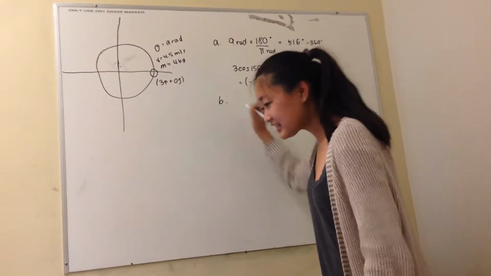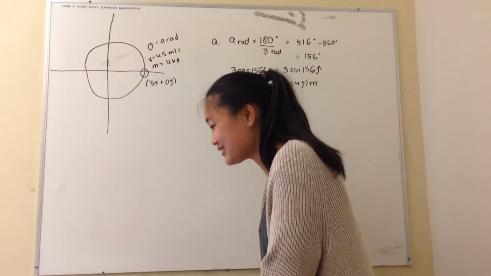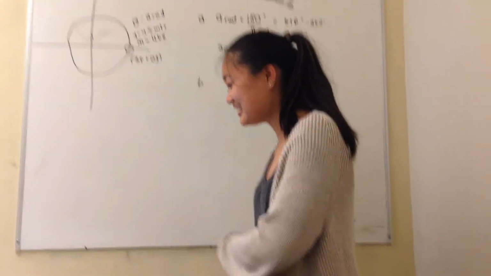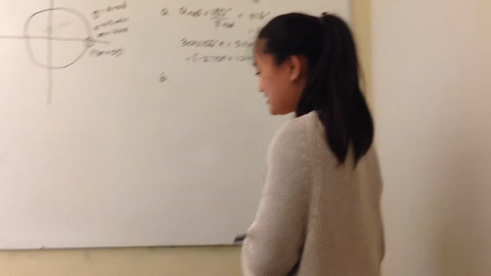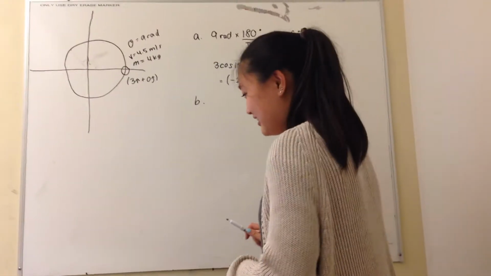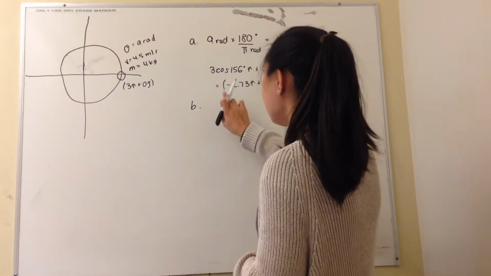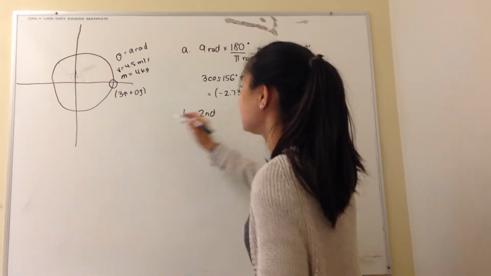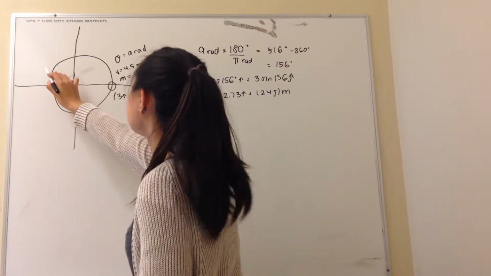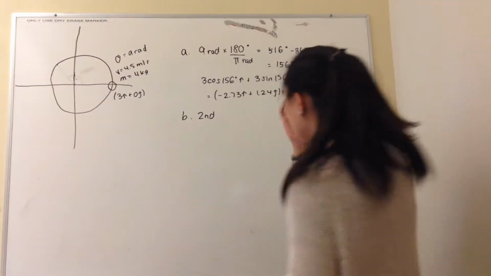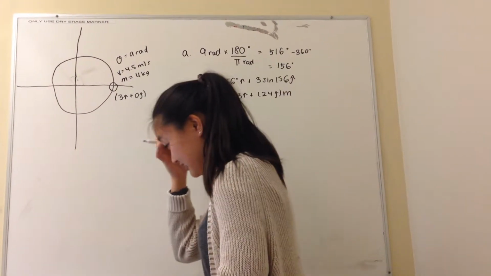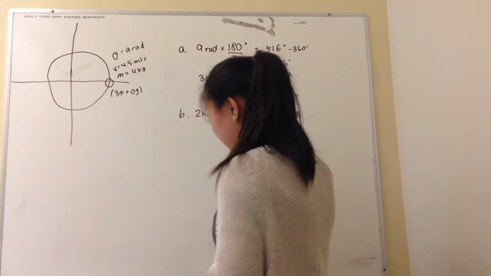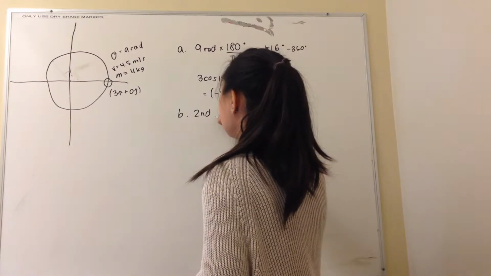And then the second question asks, in what quadrant is the particle located, and what angle does its position vector make with the positive x-axis? As you can see from here, this is in the second quadrant already, since it would be negative and then positive, and that's the second quadrant. And to find the angle, we already know it, it's 156.